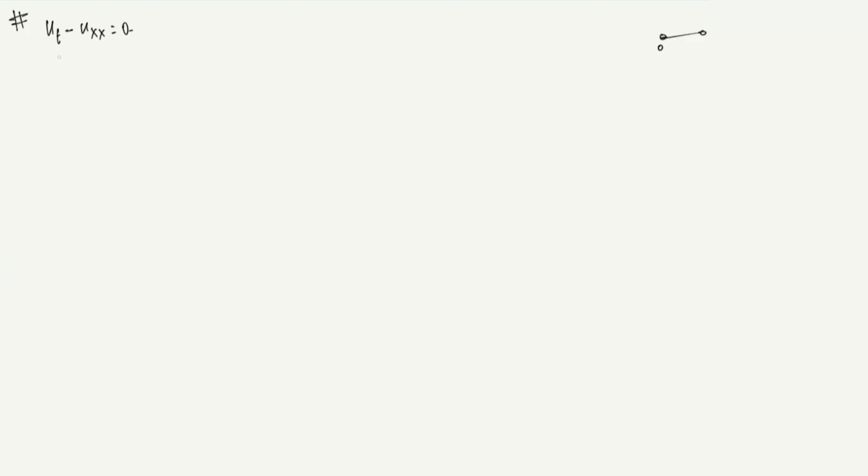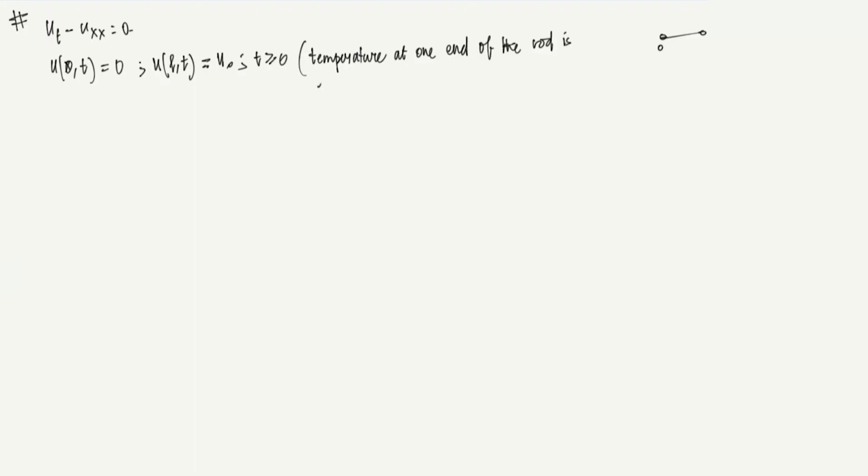Let's just put it this way: u of 0,t is of course 0. We are assuming that there is no heat exchange there, but u of L,t at any time t equals u naught. So basically the temperature is constant on the other end. It means that the temperature at one end of the rod is held constant.